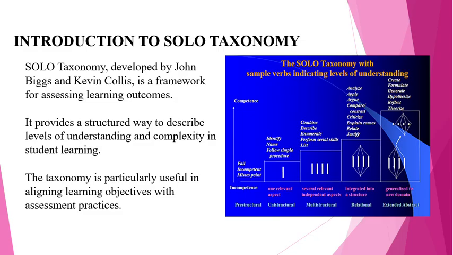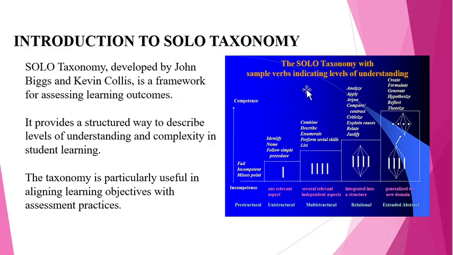Now we move to another term regarding the Bloom taxonomy, that is SOLO taxonomy. SOLO taxonomy was developed by John Biggs and Kevin Collis, and they named it a framework for assessing the overall learning outcomes. Why is it so important? Because it provides a structured way to describe the levels of understanding and complexity in a student's learning. The taxonomy is particularly useful in aligning learning objectives with assessment practices.